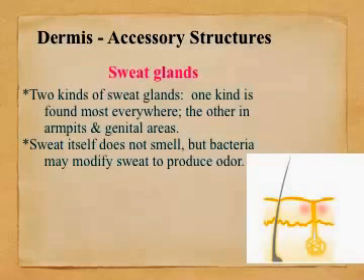Sweat glands. There are actually two kinds of sweat glands. We're not going to break them down into the names, but generally speaking, one kind of sweat gland is found pretty much everywhere on your body. Think of this as the sweat glands that even babies have. The other kind develops during puberty and becomes more active, and that's in the armpit and genital areas.